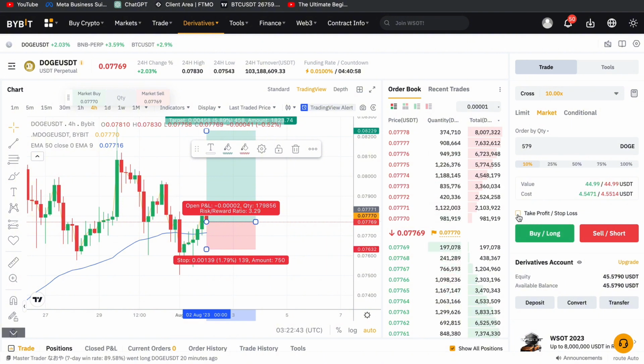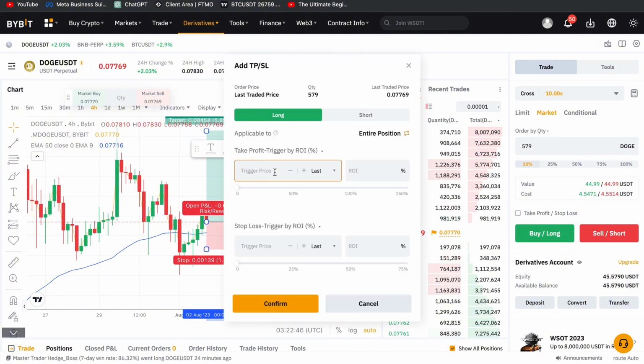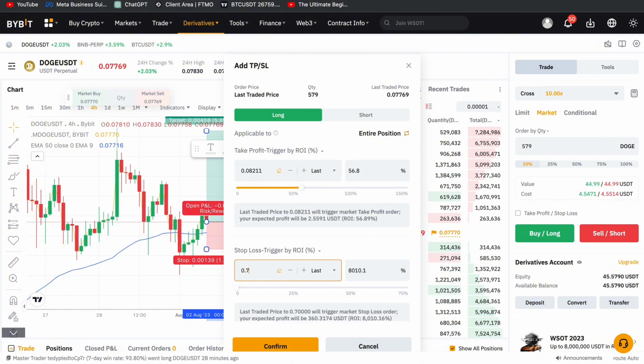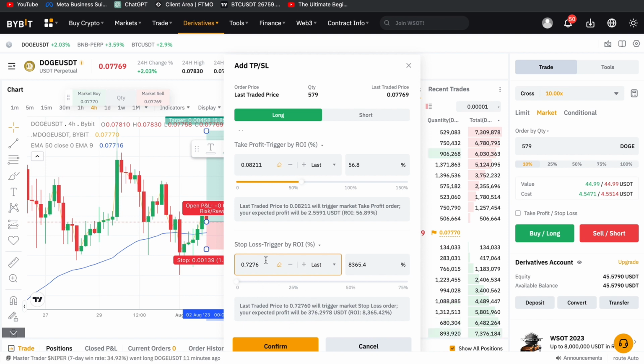So what we want to do is now click on the take profit and loss. You remember our take profit is 0.0821. Okay, this is our take profit. Then our stop loss will be around 0.7276. So if Dogecoin falls to 0.742, okay, let's add the zero here, we are going to lose 2.8 of our account.